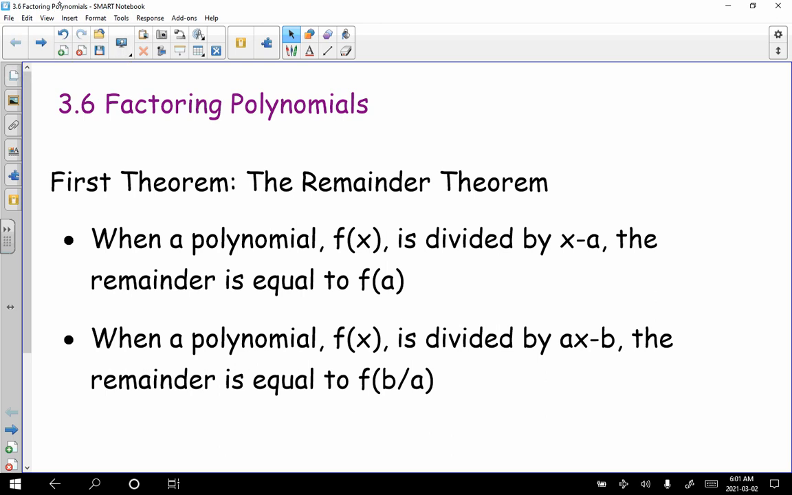3.6, we're going to look at factoring polynomials. First, we have two theorems. The first theorem we're going to learn today is called the remainder theorem. The remainder theorem states that when a polynomial f of x is divided by x minus a, the remainder is equal to f of a. When a polynomial f of x is divided by ax minus b, the remainder is equal to f of b over a. That's the first theorem.